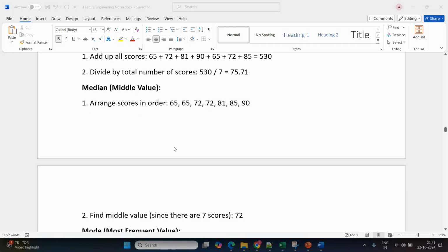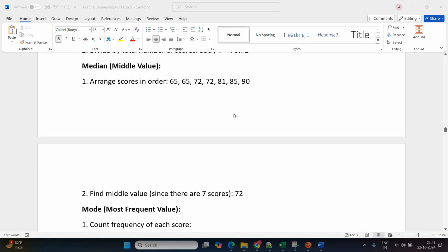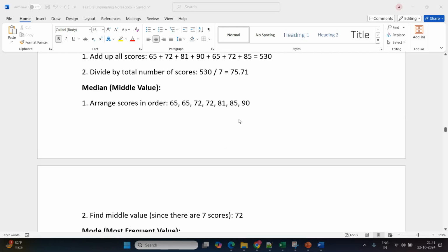Now let us come to the median. This is high school maths only, nothing else. In the case of the median, you just have to arrange all these values in a sorted manner, in ascending or descending order. Then you have to find the middle value. The middle value here is the fifth one, 72. In a sorted set of values, whatever comes in the middle is known as the median. So here the median is 72.